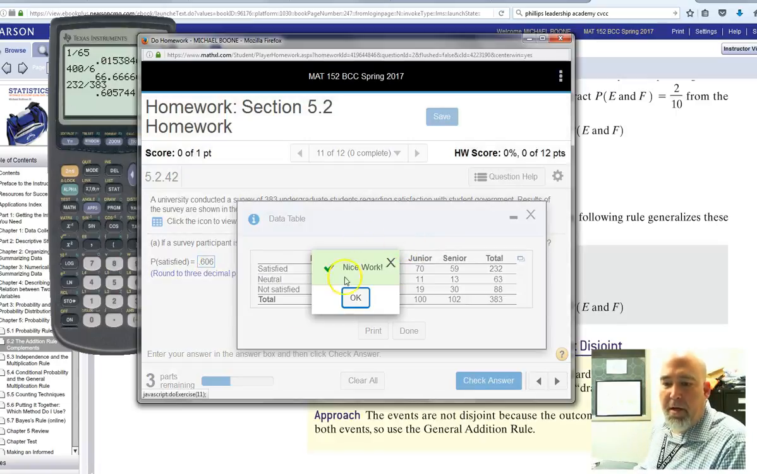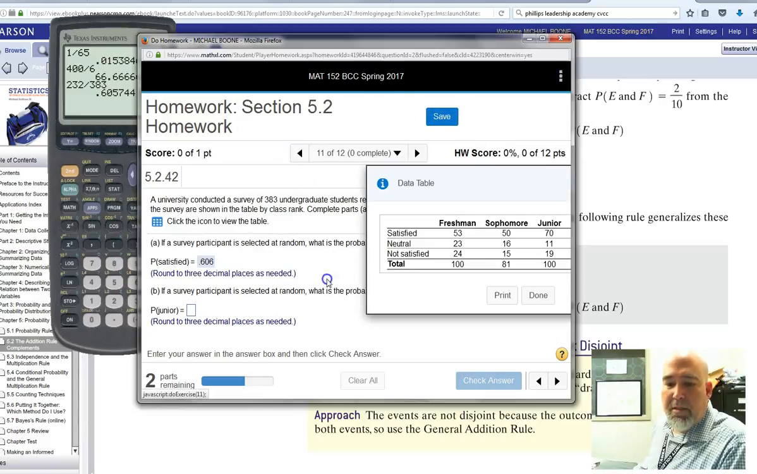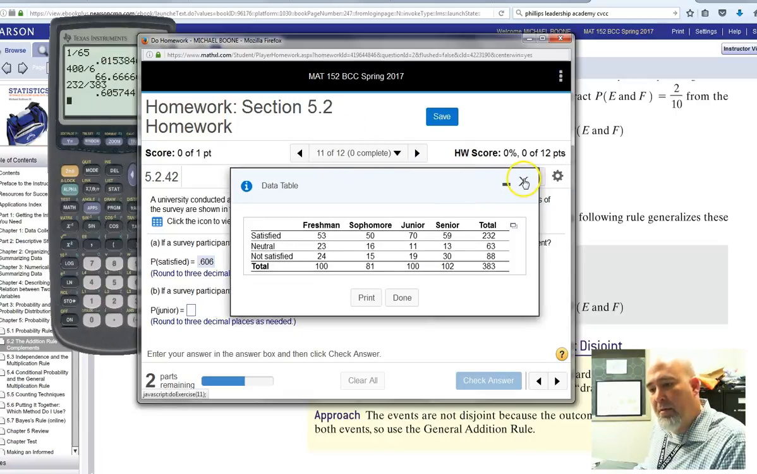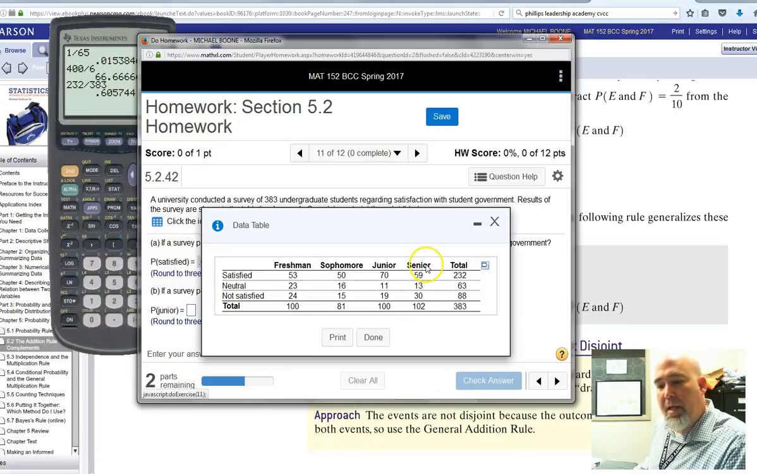And I'll say high five, good job, and we go on to the next question. If one is selected at random, what's the probability that he or she is a junior? So on this, how many juniors do we have? We have 100 juniors out of the 383. Sometimes you're going to be looking at your rows and sometimes your columns. Sometimes you'll be looking at the individual. So just make sure you're using those general addition rules.